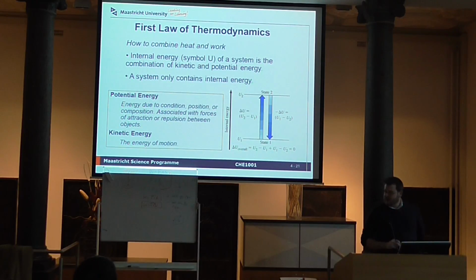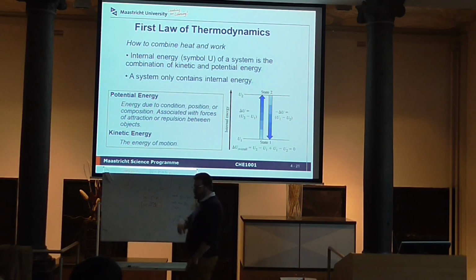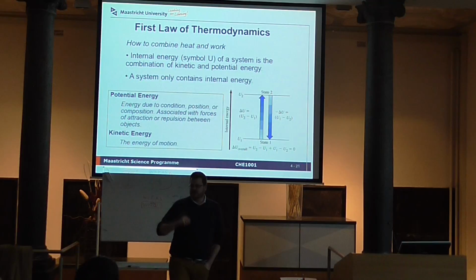The internal energy of a system, U, this is now a new term, is the combination of kinetic and potential energy. A system only contains internal energy. So basically, this is kind of, again, a philosophical thing. U is all the energy within a thermodynamic system, locked up in the chemical bonds between the atoms, moving around, colliding with each other, etc. We call the sum of all of that energy the internal energy U. It's all the energy locked up in the bonds, the thermal motion, the vibration of the atoms, everything.